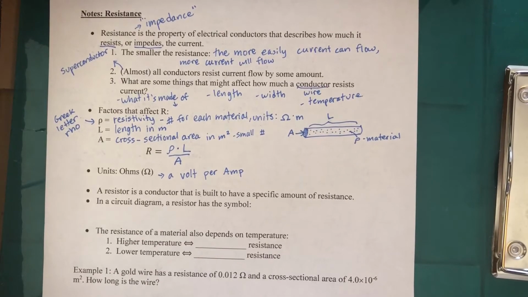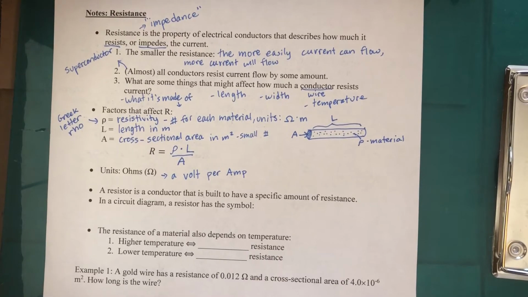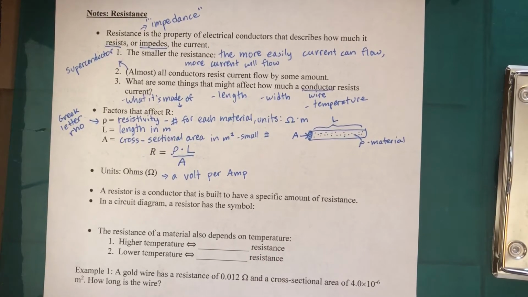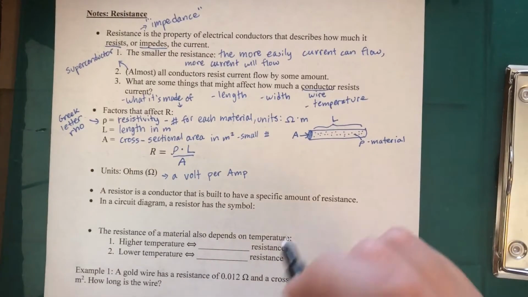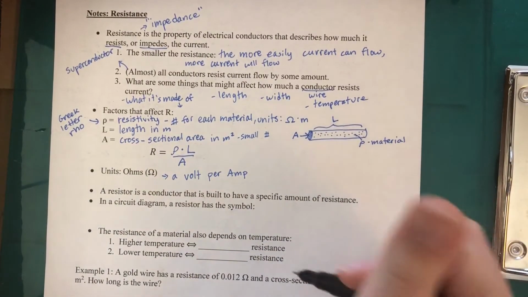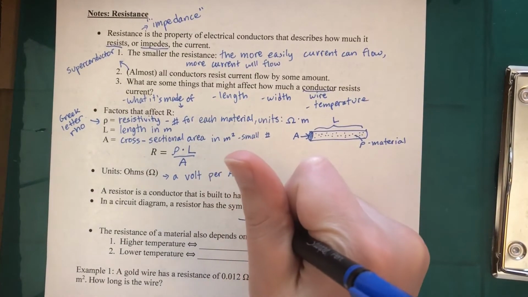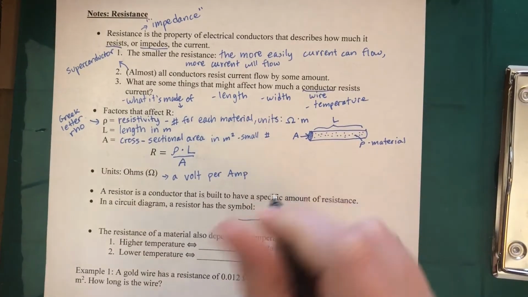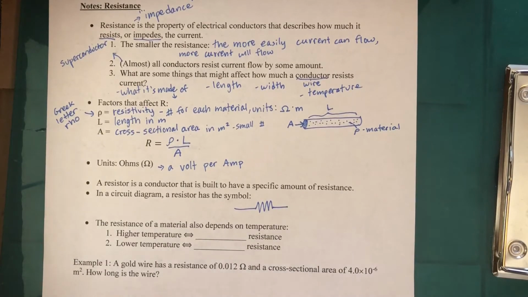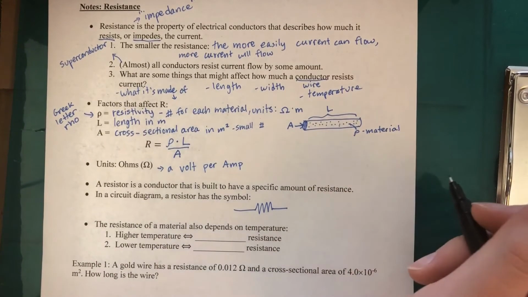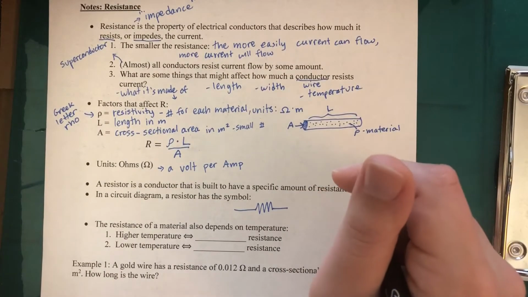So, for example, you might have a particular conductor that has a resistance of 3 ohms. A resistor is a conductor that's built to have a specific amount of resistance. In a circuit diagram, a little zigzag like that represents a resistor. And a resistor usually has a lot more resistance than a plain metal wire.